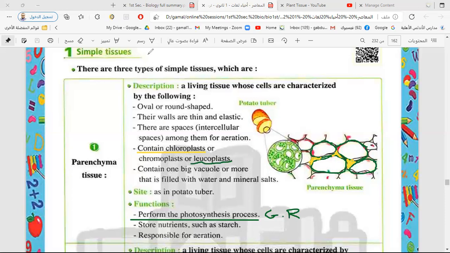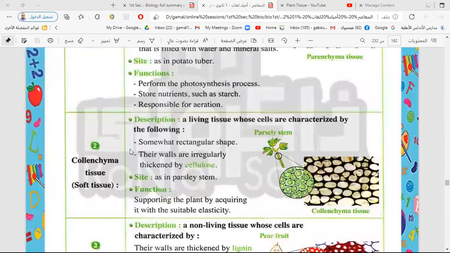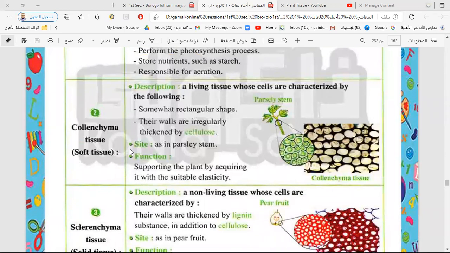And also they contain leucoplasts, the colorless plastids, like in the potato. The function of leucoplasts is storage of nutrients such as starch and sugar. And also there are large air spaces, so one function is aeration. So the first type of simple tissue in the plant is parenchyma. Its function may be photosynthesis or storage or aeration.